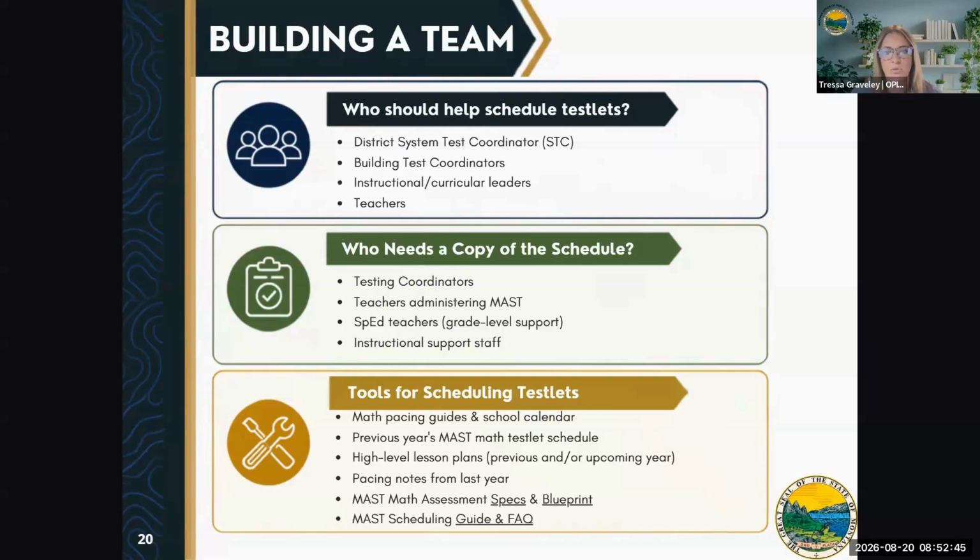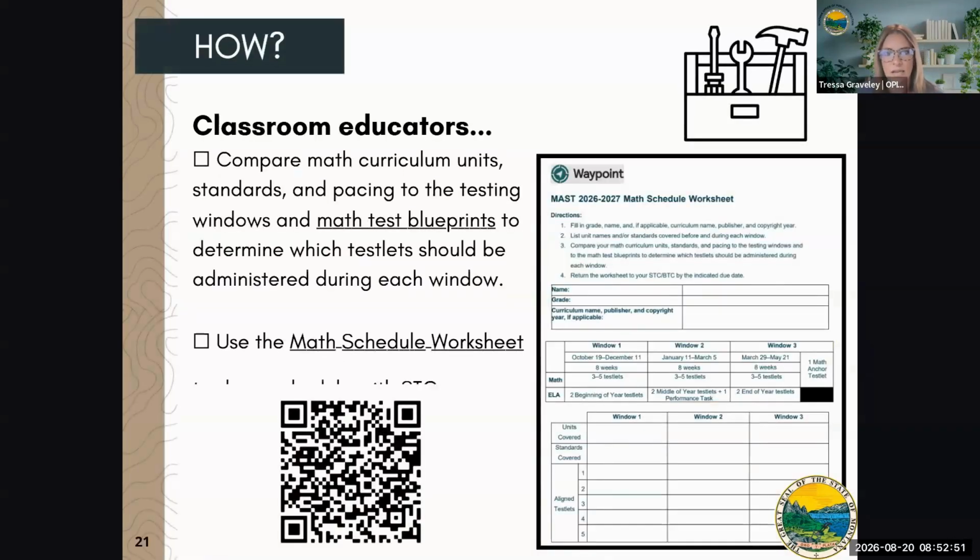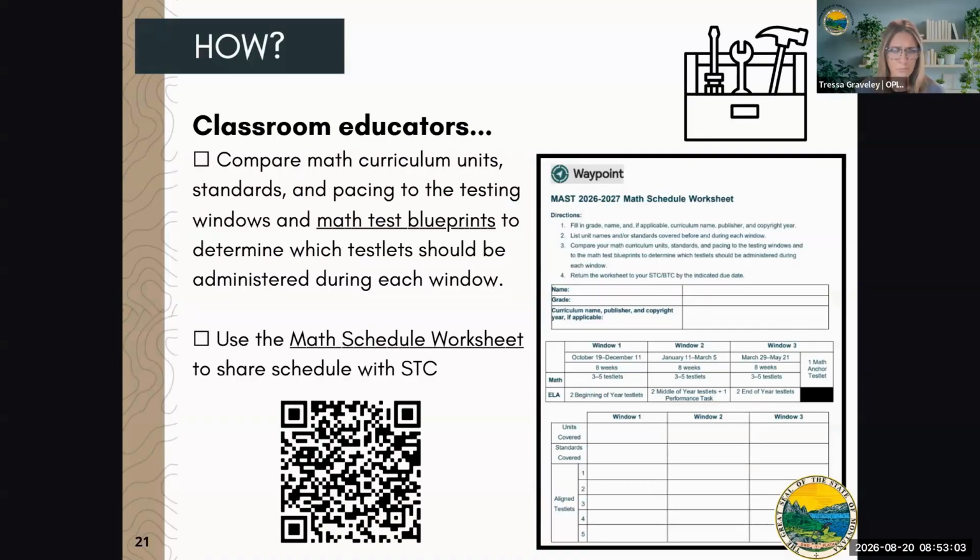And in the MAST scheduling guide and FAQ document, there is a scheduling worksheet that is helpful to provide to your educators to gather feedback from educators when they know students will be ready to assess within each of the three testing windows. So that math schedule worksheet can be grabbed with this QR code. It has the testing window dates. And using the math test blueprints in coordination with the worksheet will help prepare for schedules to be plugged in. The final date for schedules is September 14th, and those must be published and finalized in the Waypoint scheduling tool.